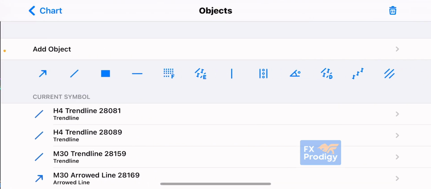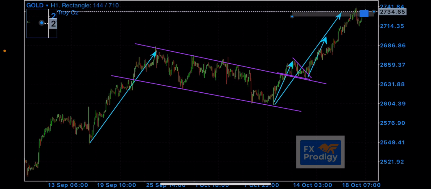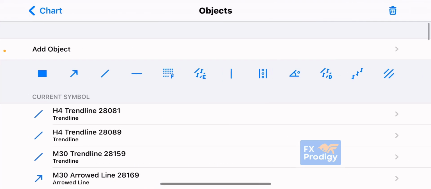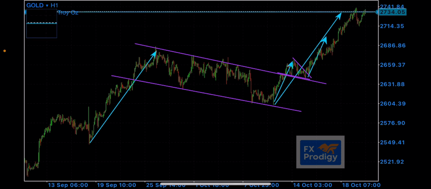Then you put a triangle here. You put it here. Then you put a line here. Then you know, 27.33. That's our TP there.